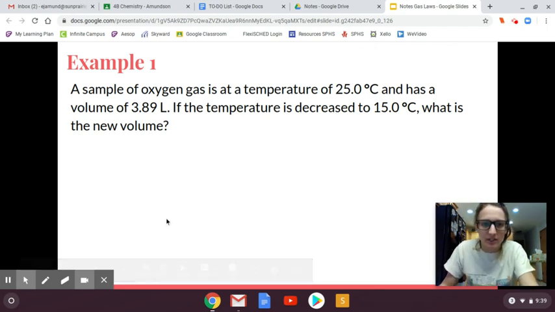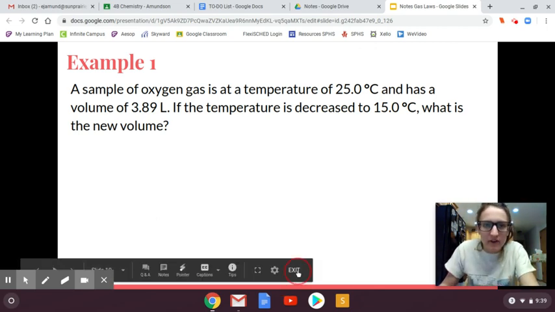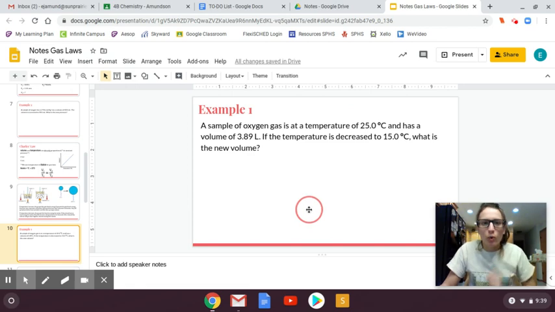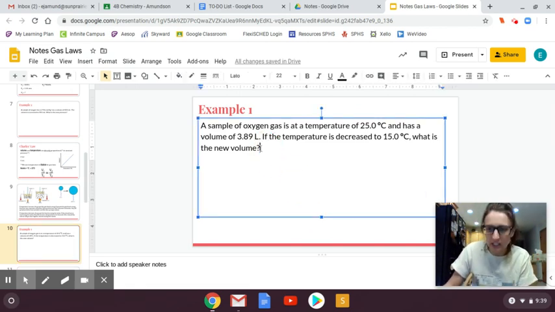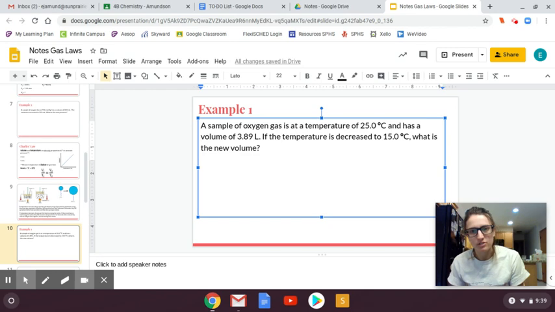So let's do one math problem with this. We have a sample of oxygen gas. It is at a temperature of 25 degrees Celsius, and it has a volume of 3.89 liters. Those are our initial conditions, okay? If the temperature is decreased to 15 degrees Celsius, what is the new volume?